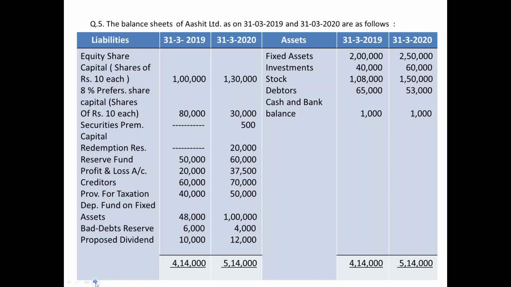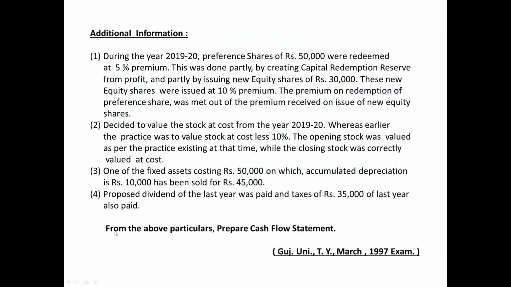Data has been given for a period of 2 years as usual. One for the last year, that is 31st March 2019, and another for the current year, that is 31st March 2020. So two balance sheets have been given, one for last year, another for current year. Then additional information, 4 points have been given in this question.